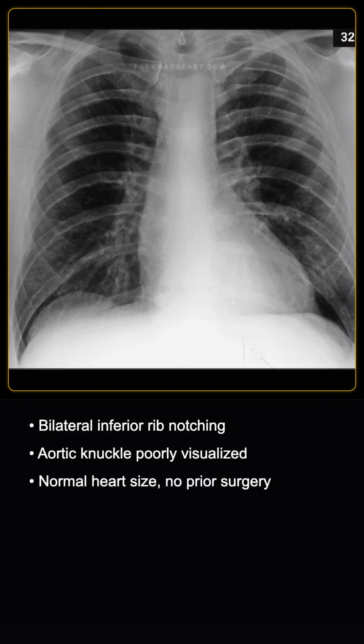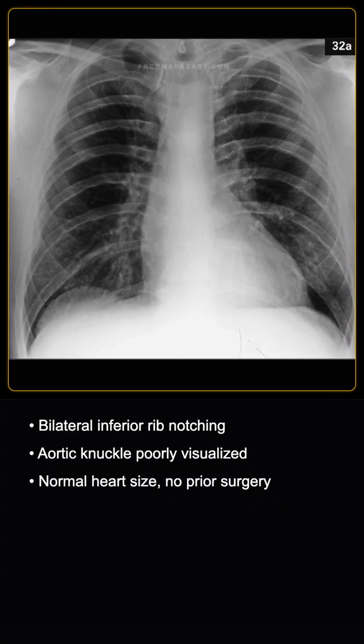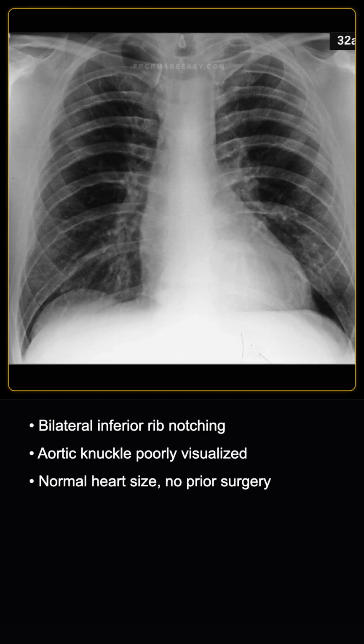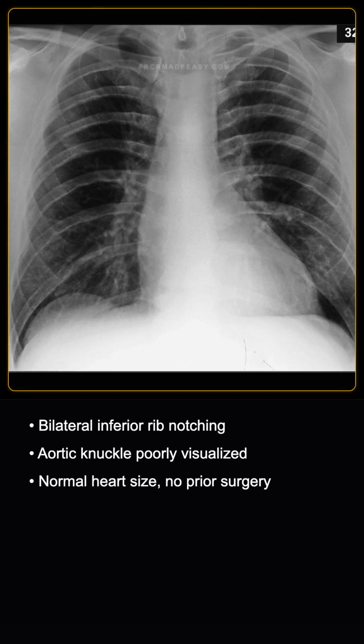However, there is bilateral inferior rib notching involving the 3rd to 8th ribs. The aortic knuckle is not well seen, but there is no other mediastinal contour abnormality, and the heart is of normal size. No previous cardiac surgery signs are visible.